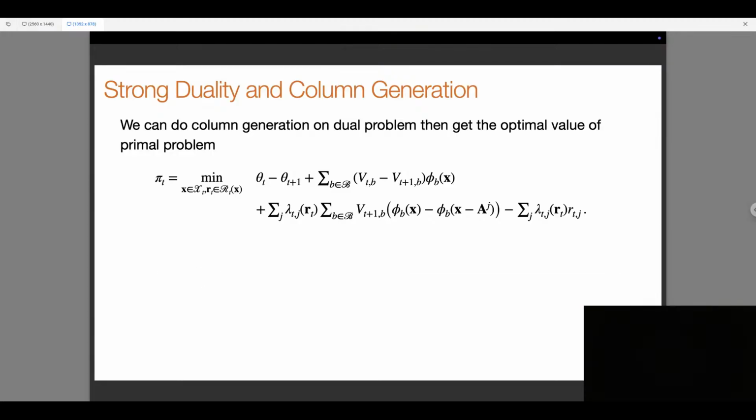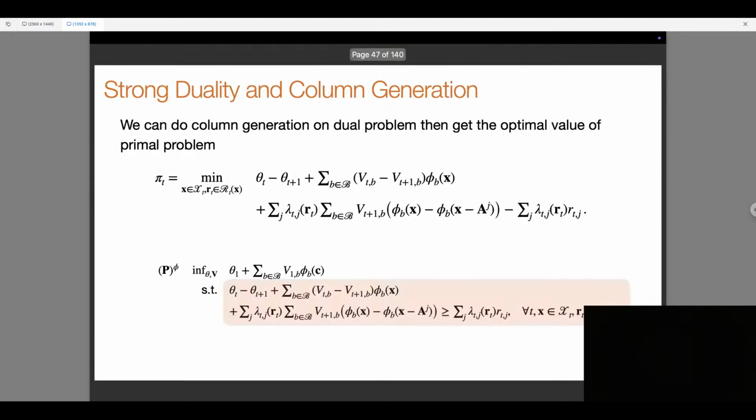We can get the optimal value of the primal problem. In case we already forgot the primal problem, we can see that here we're trying to find an X and R that allows us to violate these constraints as much as possible. And in the general column generation, we're trying to find a maximization of this problem, and this one is a negative.